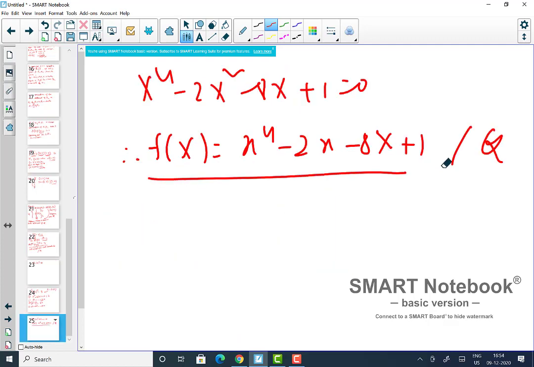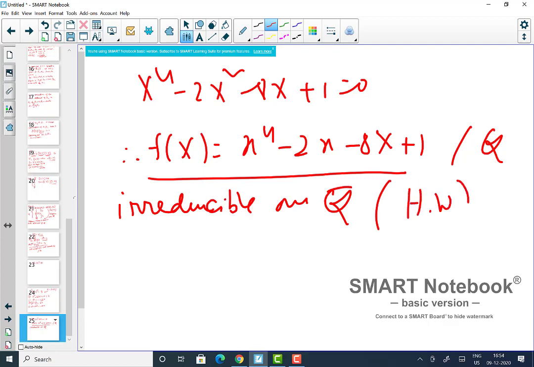Now can you say that this is irreducible? Now prove it. It's irreducible over Q. Okay, so this is the homework. You check that this is an irreducible polynomial over Q, and done. So that gives you the fact that you have an element of degree 4, and hence this is a simple extension, because the degree is 4 already.